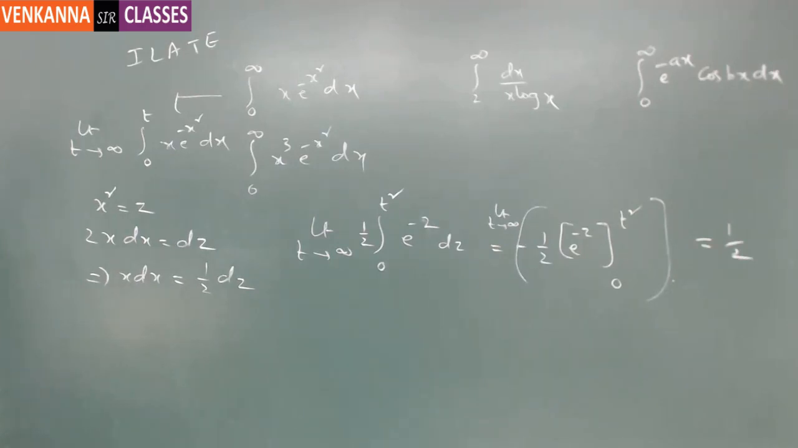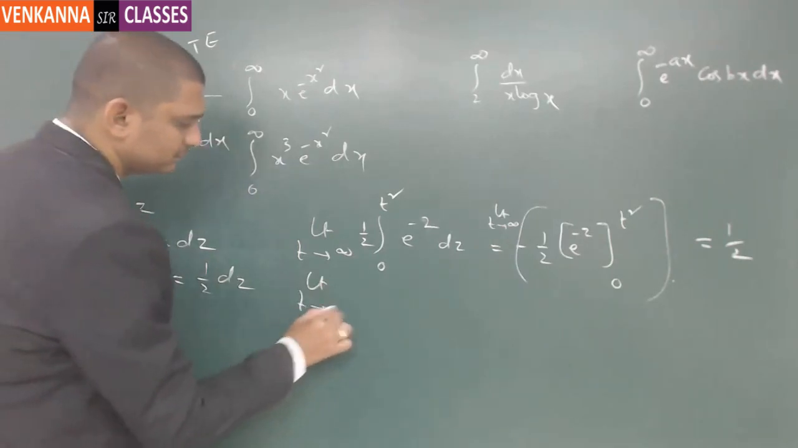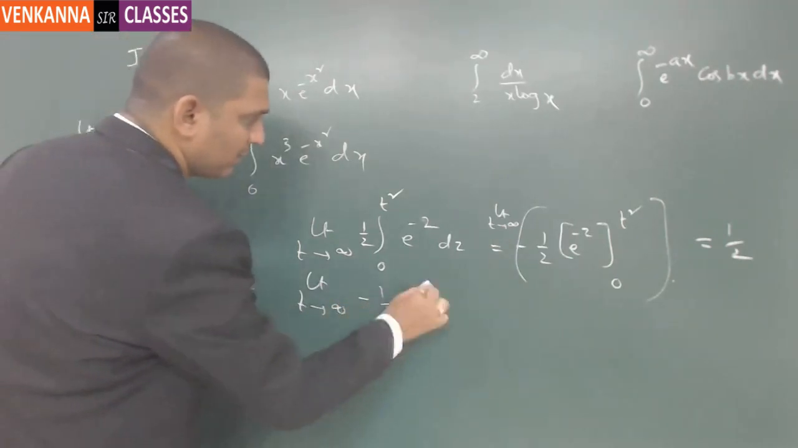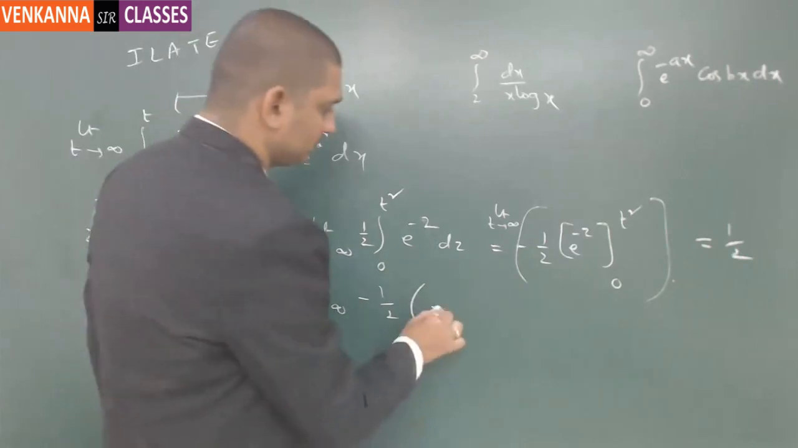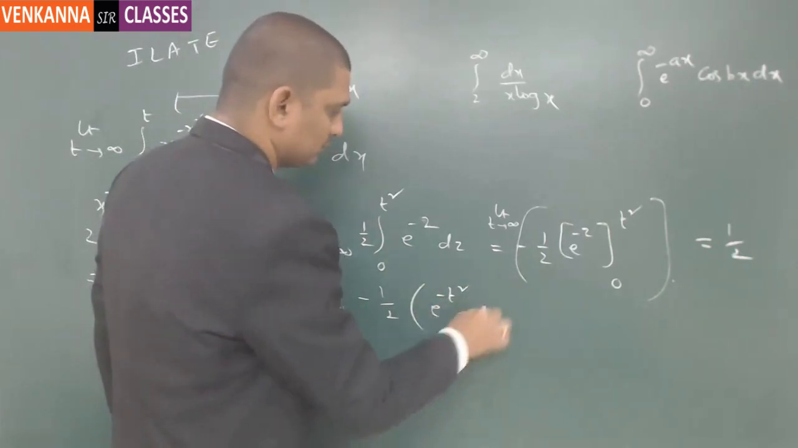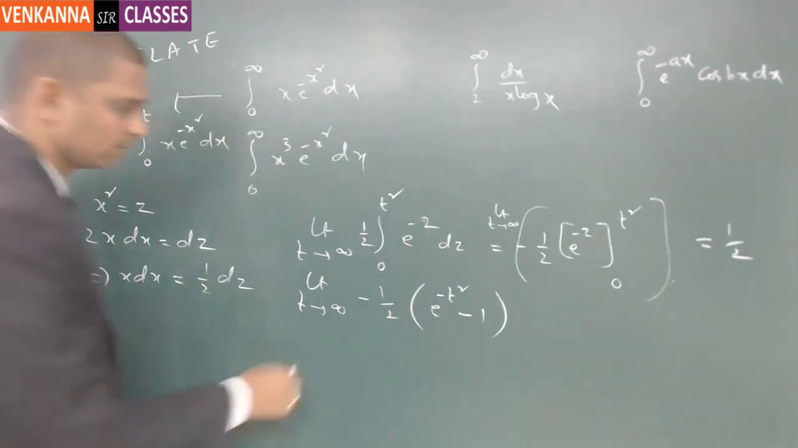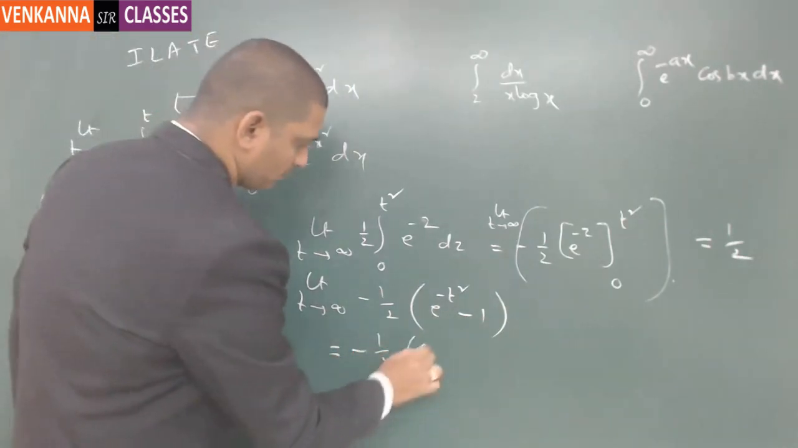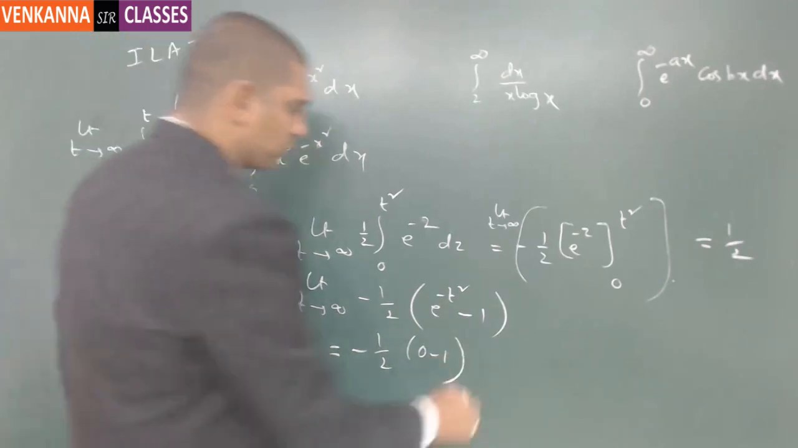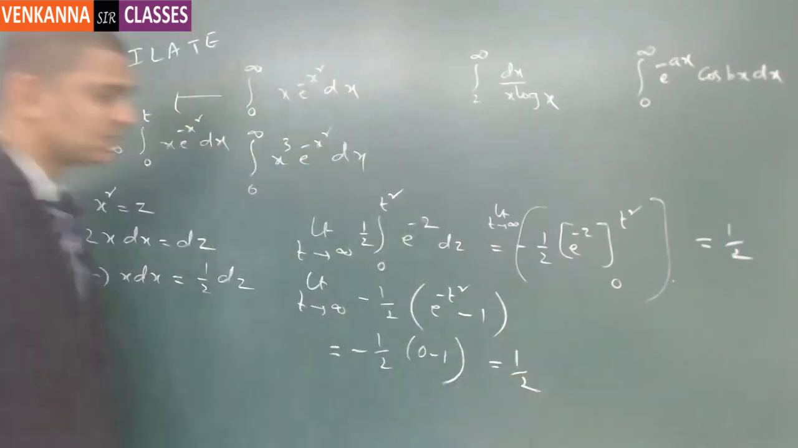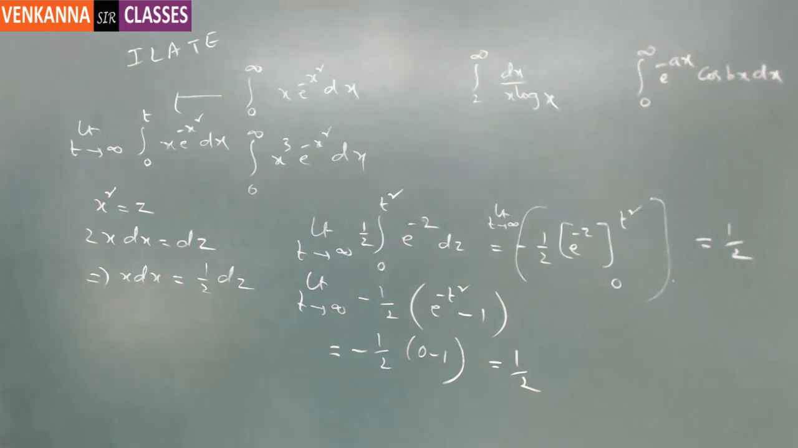So 1 by 2 into upper limit minus lower limit, if you apply, minus 1 by 2 into 0 minus 1 you will get. I will say you are going to get the value as limit t tends to infinity minus 1 by 2 into... this was the value you are going to get. Please check.